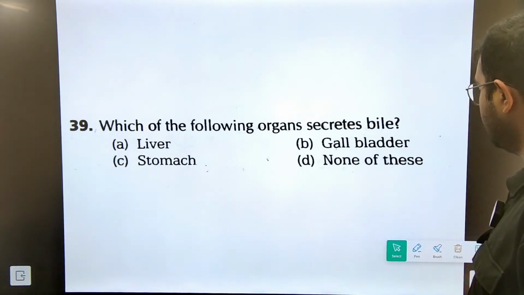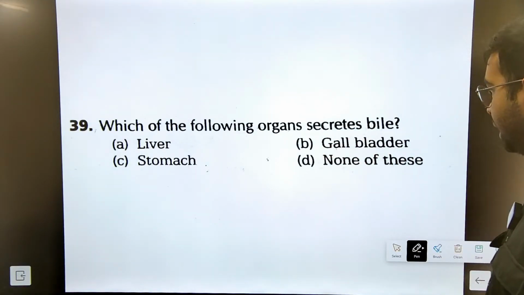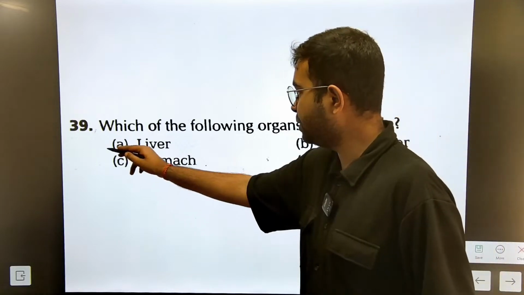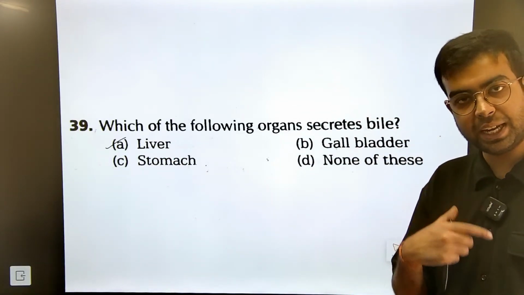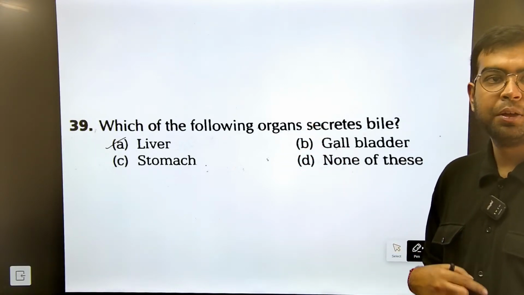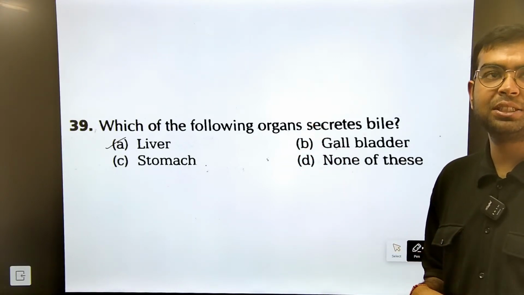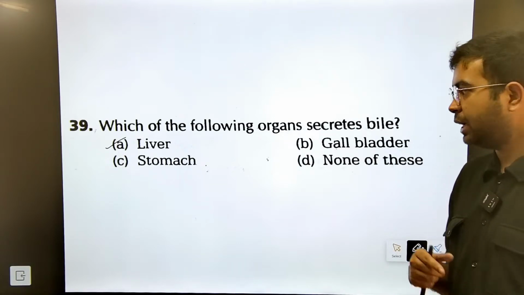Now the next question is: which organ secretes bile? The correct answer is option A, liver. Whenever we eat food and it is getting digested, the fats in the food, to be digested, have to first be emulsified, okay.